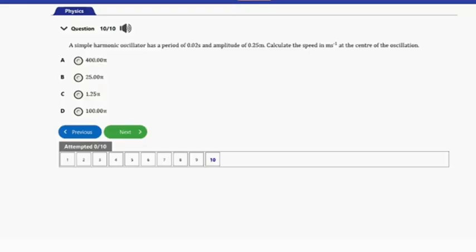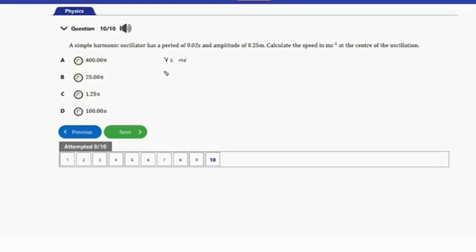So the next question we have here, question number 10, it says, a simple harmonic oscillator has a period of 0.02 seconds and amplitude of 2.5 meters. Calculate the speed in meters per second at the end of the oscillation. So guys, for this here, we want to calculate the speed at the end of the oscillation. Let's recall that V is equal to omega R. So in order to calculate the linear speed here, we have to find the angular speed and multiply it by the amplitude, which is the radius of the path here.